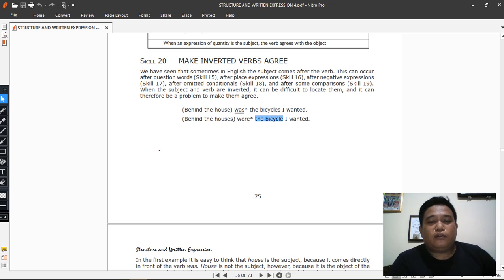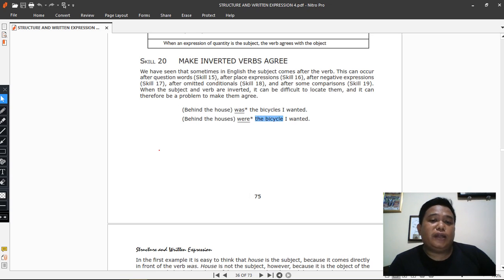Don't forget this is possible because we do the inverted verbs. Make inverted verbs agree. So the first one, was should be changed into were. Behind the house were the bicycles I wanted. And the second one should be behind the house was the bicycle I wanted. It should be like that.